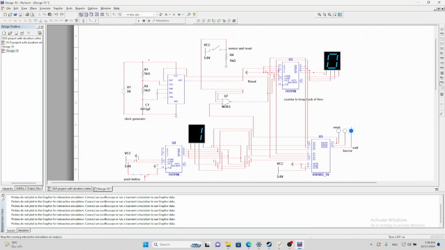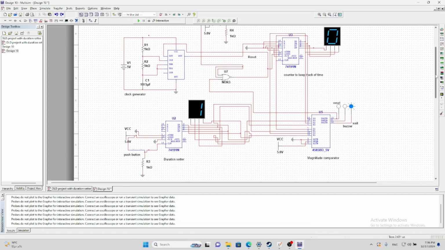So you see here the different parts of the circuit, from the 555 timer to the 2 counters, one keeping track of time and the other used to set the time, and then the magnitude comparator, whose 3 outputs we use to tell which logic we are in. So it's like programming, but at the hardware level, which is very complex to think about.